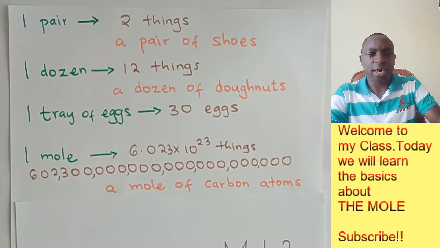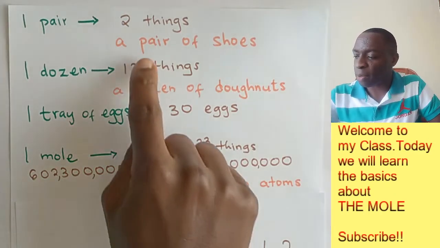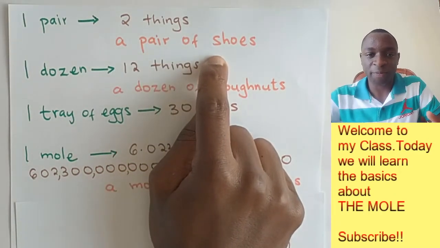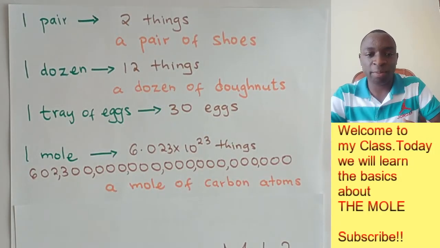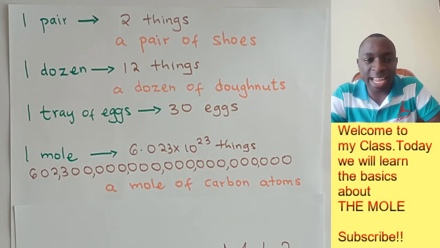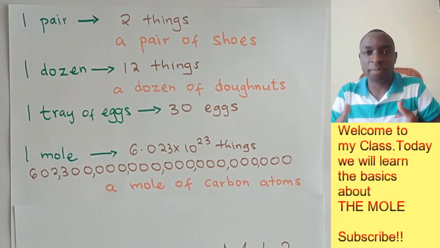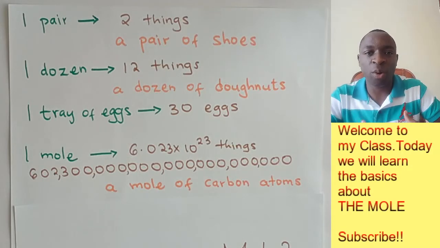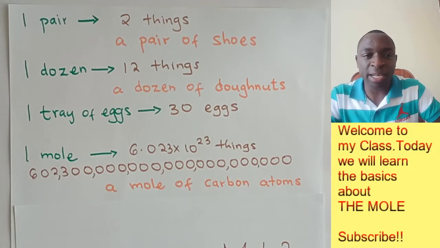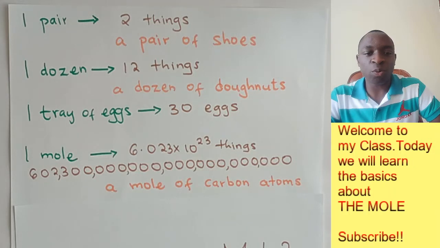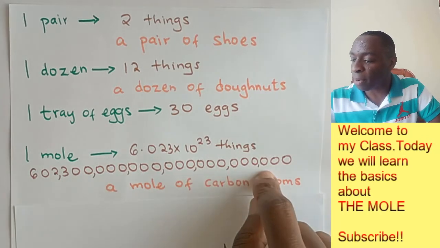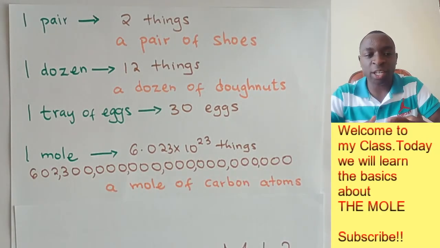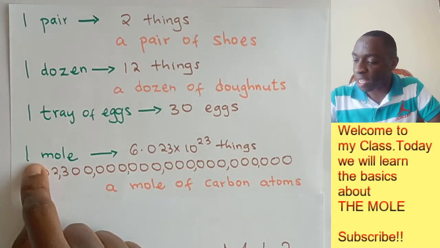Now, looking at this, you'll realize that when you're talking about a pair of shoes, that is something you can easily see. If you talk about a dozen donuts and a tray of eggs, you are able to see them. But atoms are so tiny that you cannot see them. So through scientific inquiry and a lot of research, scientists have found a way of counting these little building blocks of everything. So they found out that, let us see, if counting atoms is so difficult with these huge numbers, let us try and group these huge numbers together and have it as a mole.